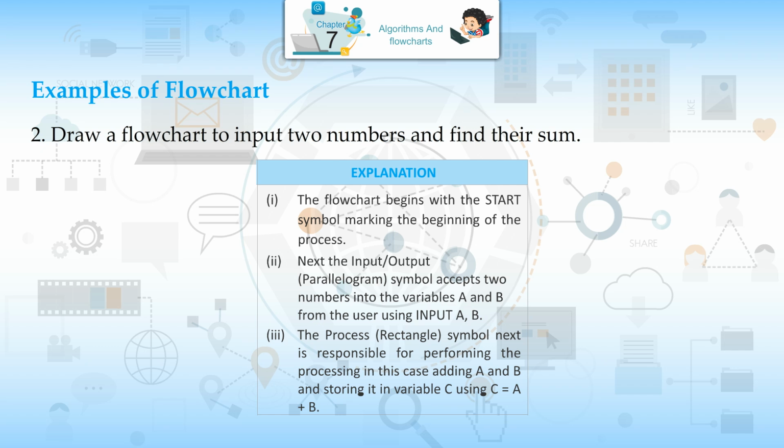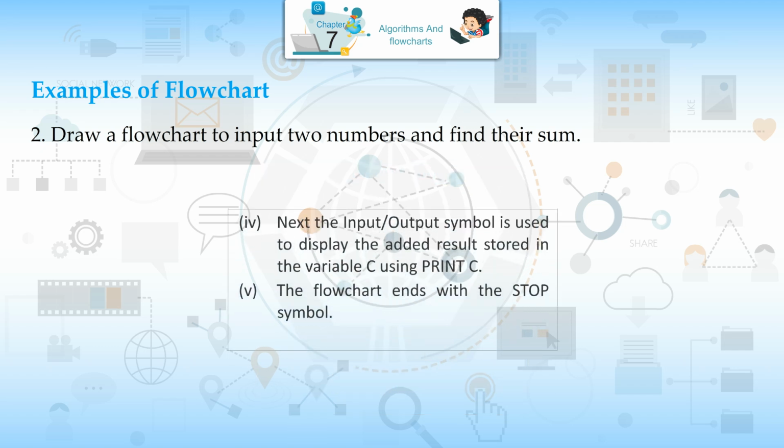Second, the input or output parallelogram symbol accepts two numbers into the variables A and B from the user using input A, B. Third, the process rectangle symbol next is responsible for performing the processing, in this case adding A and B, and storing it in variable C using C is equal to A plus B. Fourth, next the input or output symbol is used to display the added result stored in the variable C using print C. Fifth, the flowchart ends with a stop symbol.